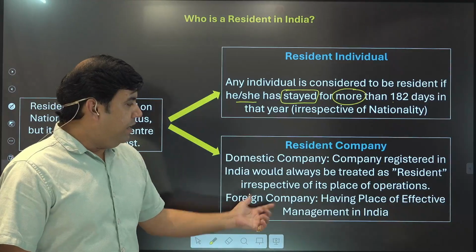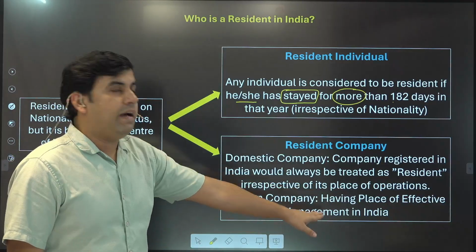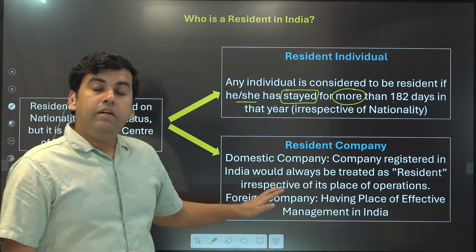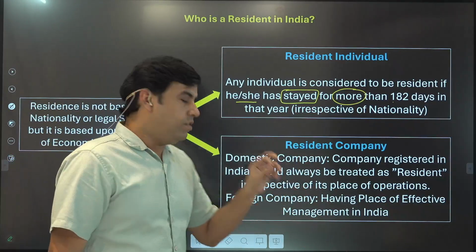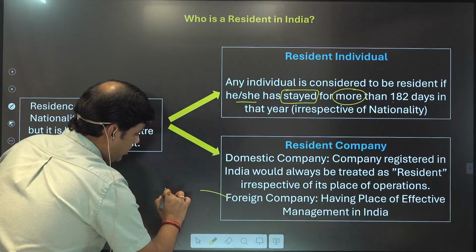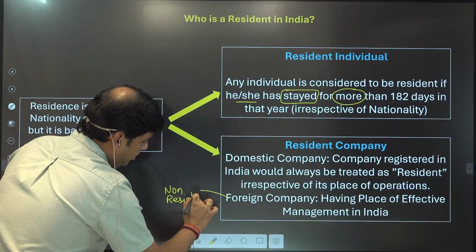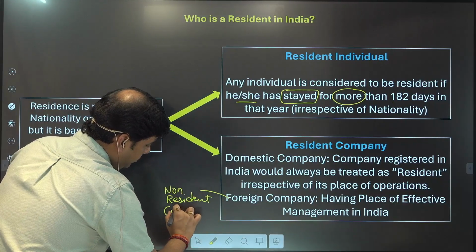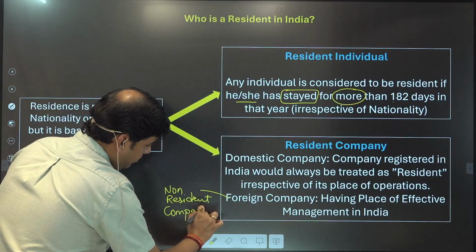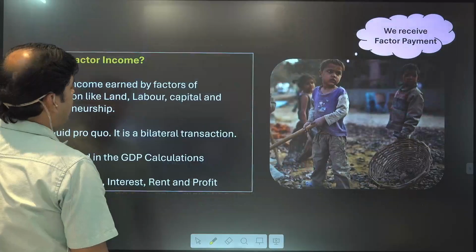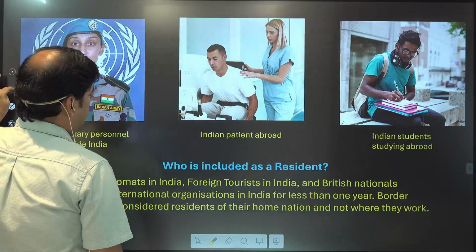A foreign company is having place of effective management in India. What is a foreign company? As per the law, a foreign company basically means a non-resident company. Right? What is effective management? I'll give you the reasons for that.